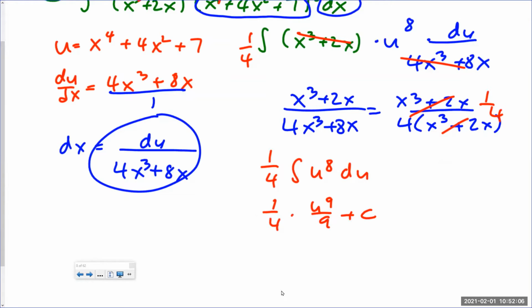So this would be 1/4 times u to the 9 over 9 plus Charlie. And that is a great answer. It is a wrong answer. What do I do with this 1/4 times u to the 9? What is that? Very good. There is a 1/36 there, okay?